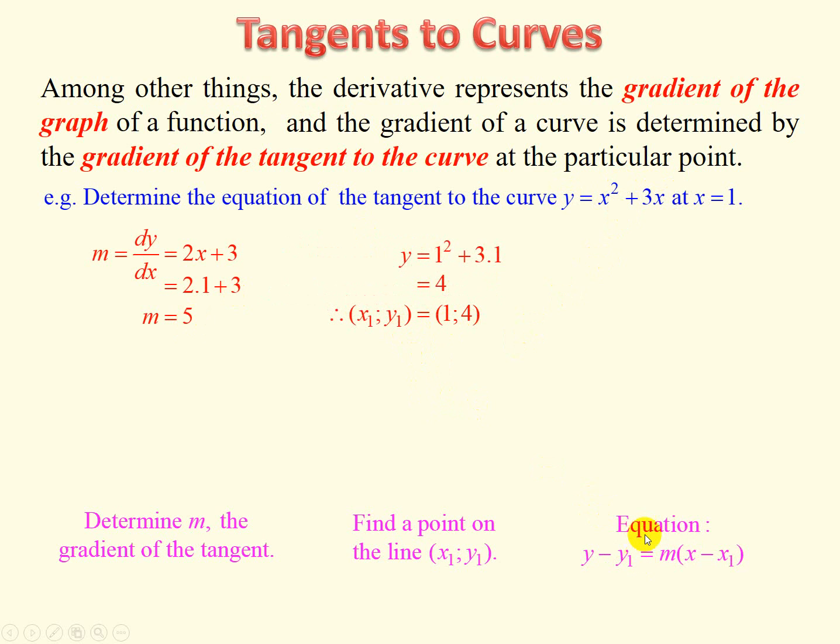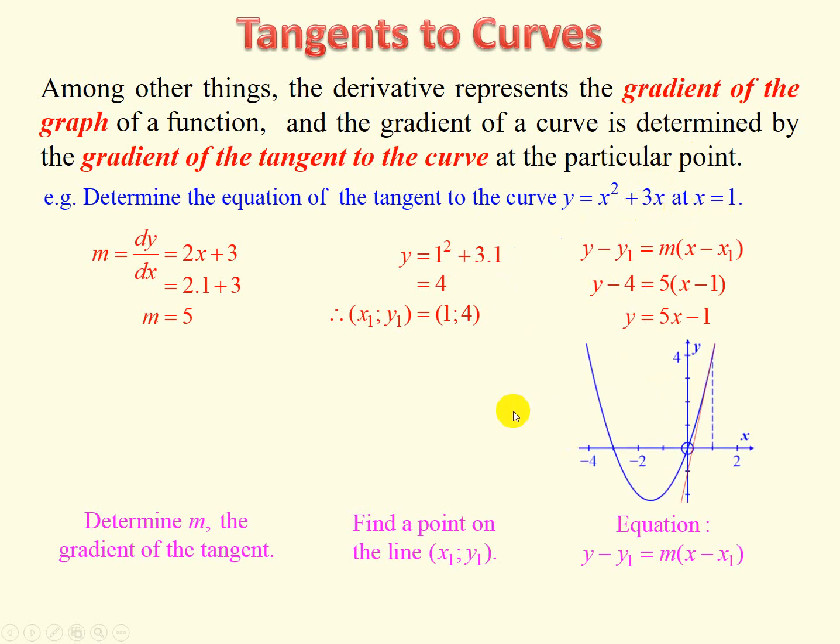Now we can go in and find the equation. I remind you that's the easiest way to find the equation of a straight line. y minus y1 equals m into x minus x1. So y minus y1 equals m into x minus x1. We're going to substitute 5 for m, and we're going to substitute 4 for y1 and 1 for x1. And that simplifies to y equals 5x minus 1. So there's our equation of the tangent to y equals x squared plus 3x at x equals 1.